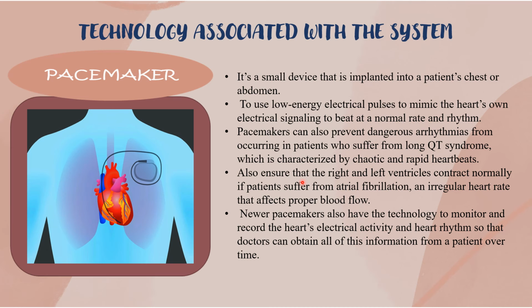A pacemaker can also prevent dangerous arrhythmia from occurring in patients who suffer from long QT syndrome, which is characterized by chaotic and rapid heartbeats. It also ensures that the right and left ventricles contract normally if a patient suffers from atrial fibrillation, an irregular heart rate that affects proper blood flow. So the pacemaker can speed up a slow heart rhythm, and a patient who suffers from irregular heartbeat or arrhythmia may need a pacemaker to keep their heart rate steady and regular.